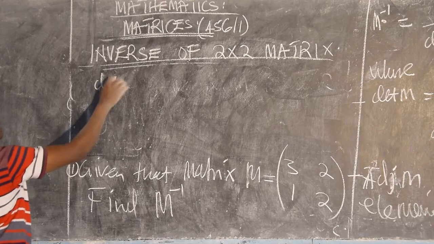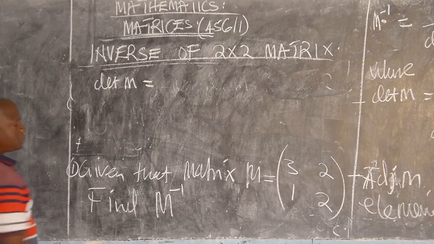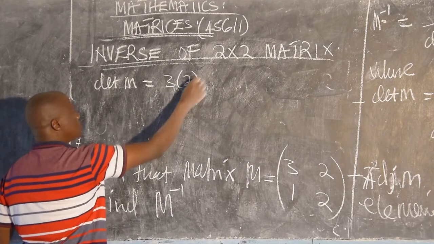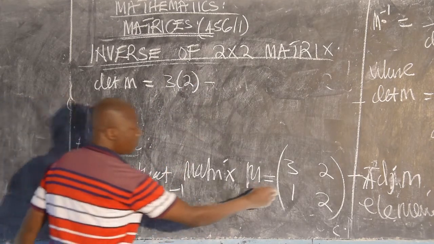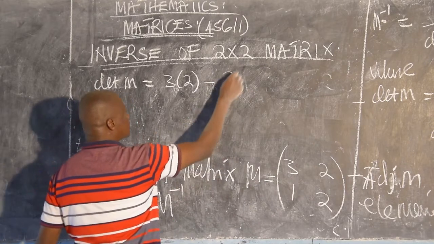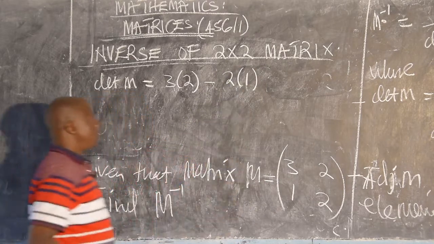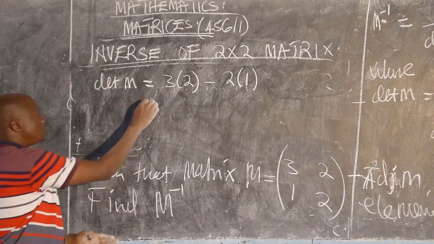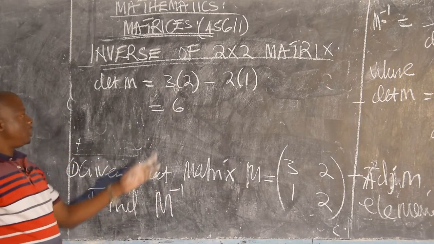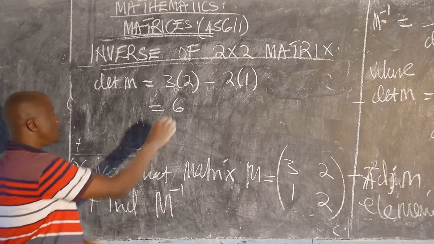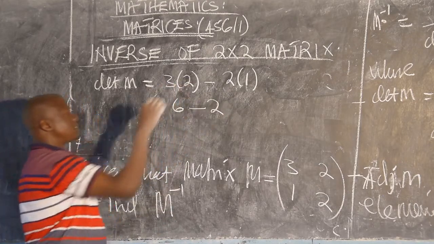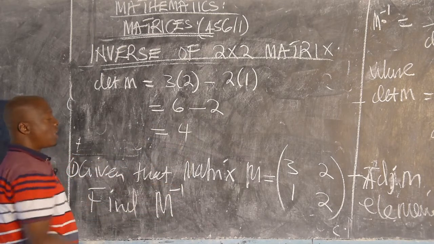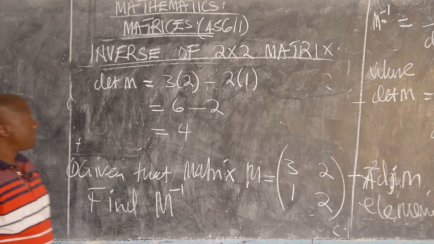We say that the determinant of M is the product measure, that is 3 into 2, minus the product minor. Product means multiplication. What is 2 times 3? This one gives a 6. Then 2 times 1, this one gives negative 2. So here we shall have 4 as our determinant.